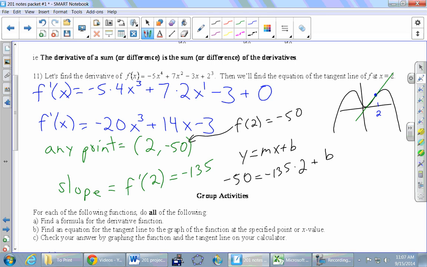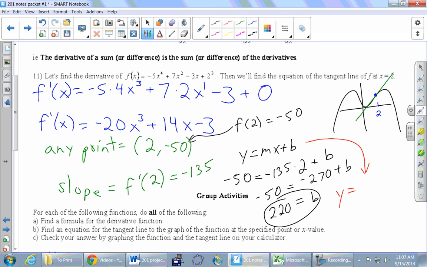Everybody see where the numbers came from for that equation? Just plug everything in so that we can find the b. Okay, so what does that become? Negative 50 equals negative 270 plus b. So b is equal to 220. So that means that our final equation of the tangent line, y equals, okay, m, I still need a number there. What's the slope? Negative 135 times x plus, what's the b? 220.